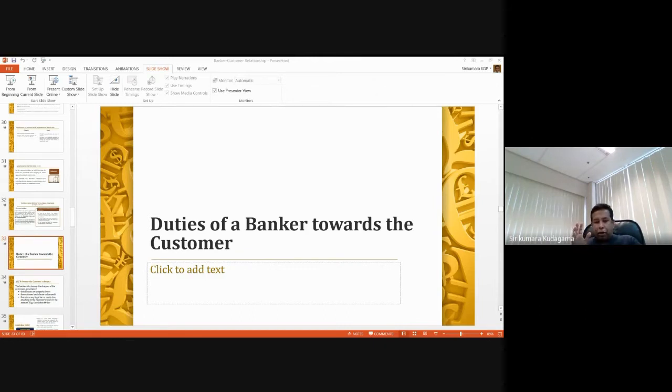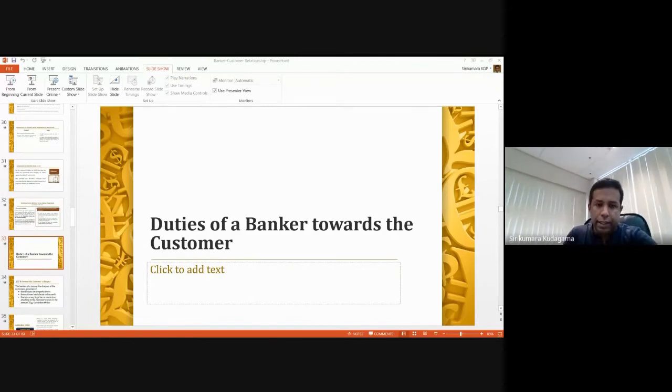In any event, today I'm going on to the duties of a banker towards the customer, the other side of the relationship. As much as the customer has duties towards the banker, the bank also has duties towards the customer. What are the banker's duties towards the customer? This is to honor the customer's checks. The banker has a duty to honor the checks drawn by the customer.